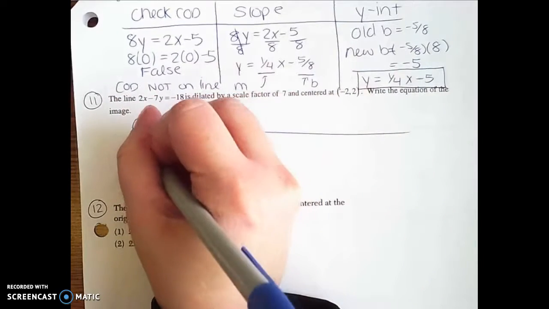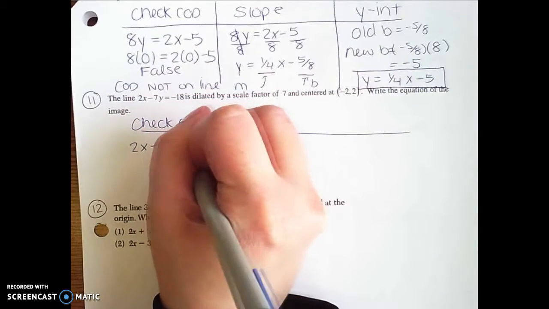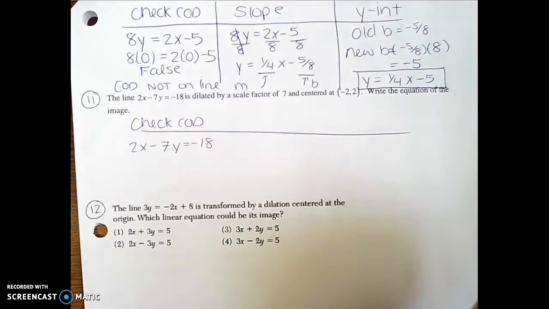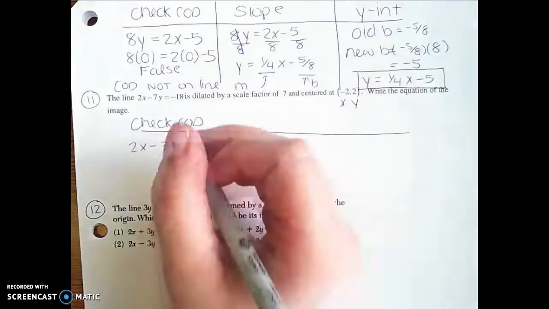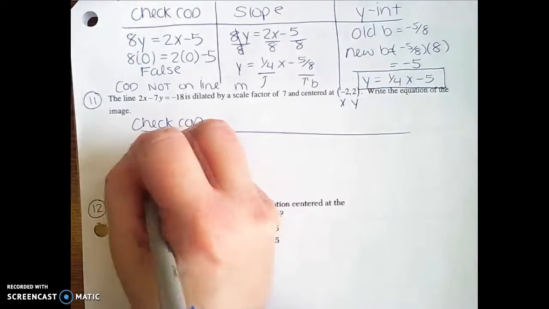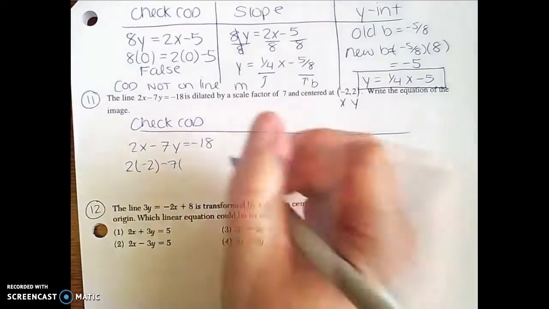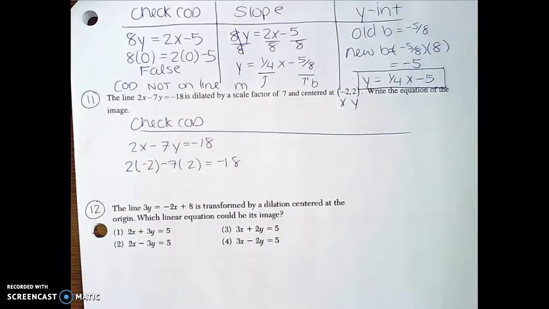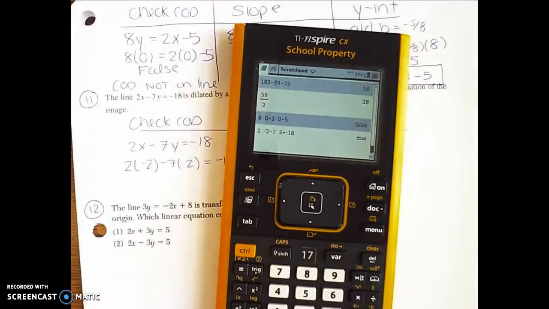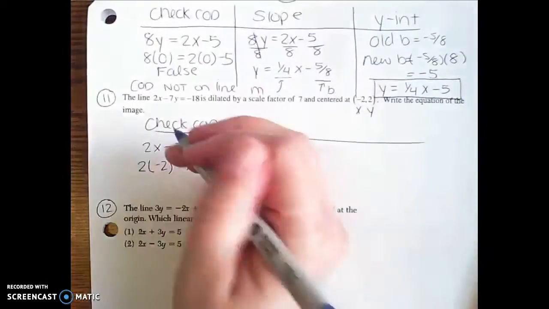I'm just going to bring the equation down. I don't have to solve at this point. I'm just going to plug in my center. My center is negative 2, 2, x, y. So I have 2 times negative 2 minus 7 times 2 equals negative 18. If I type that in my calculator and hit enter, my calculator tells me that that is true.